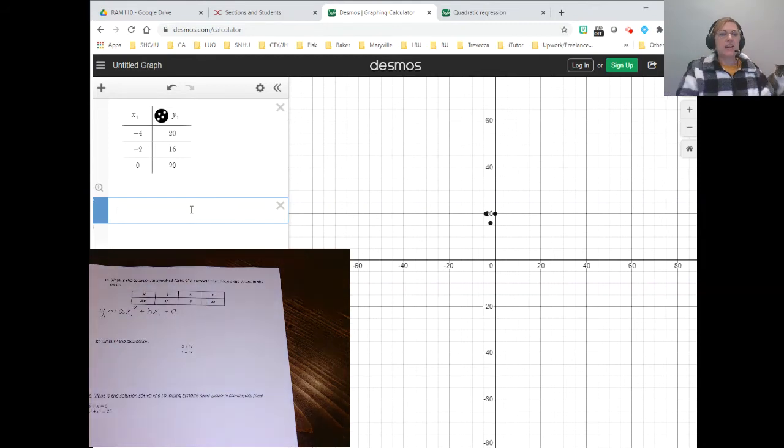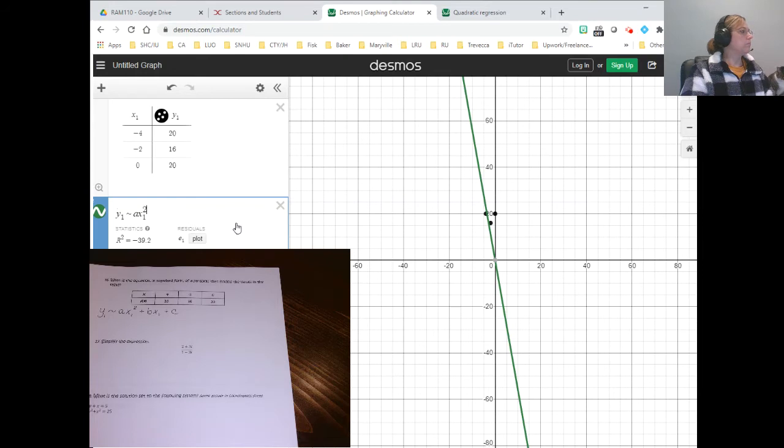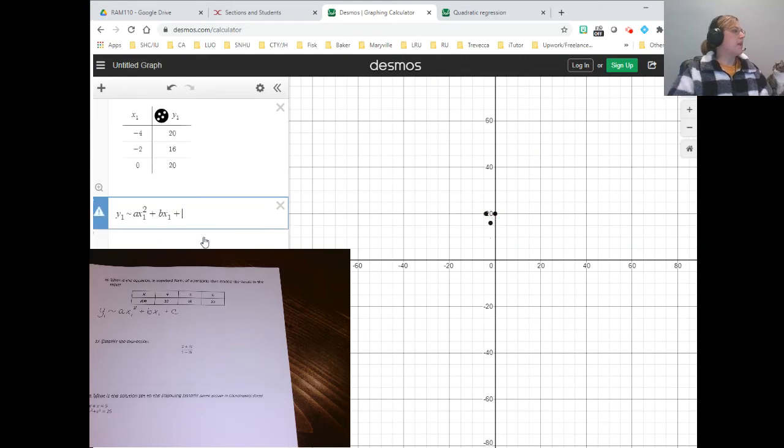That's what we're going to have to type in. We have to tell Desmos we want all of these features, and so I have to tell it in a very specific way. But I want you to see what Desmos is going to tell me.